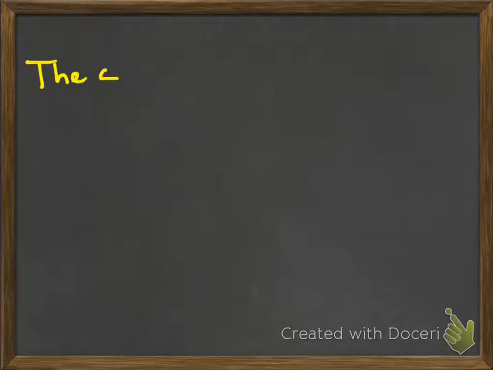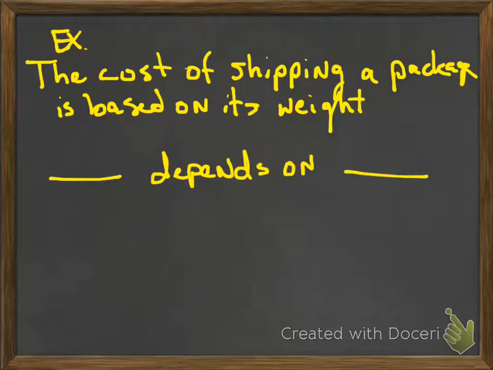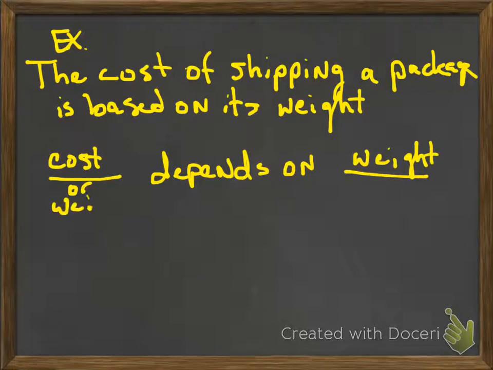I decided to go ahead and get the whole thing up there. The cost of shipping a package is based on its weight. So there are two things we're talking about here: the cost and the weight. The question becomes, does the cost depend on the weight, or does the weight depend on the cost?